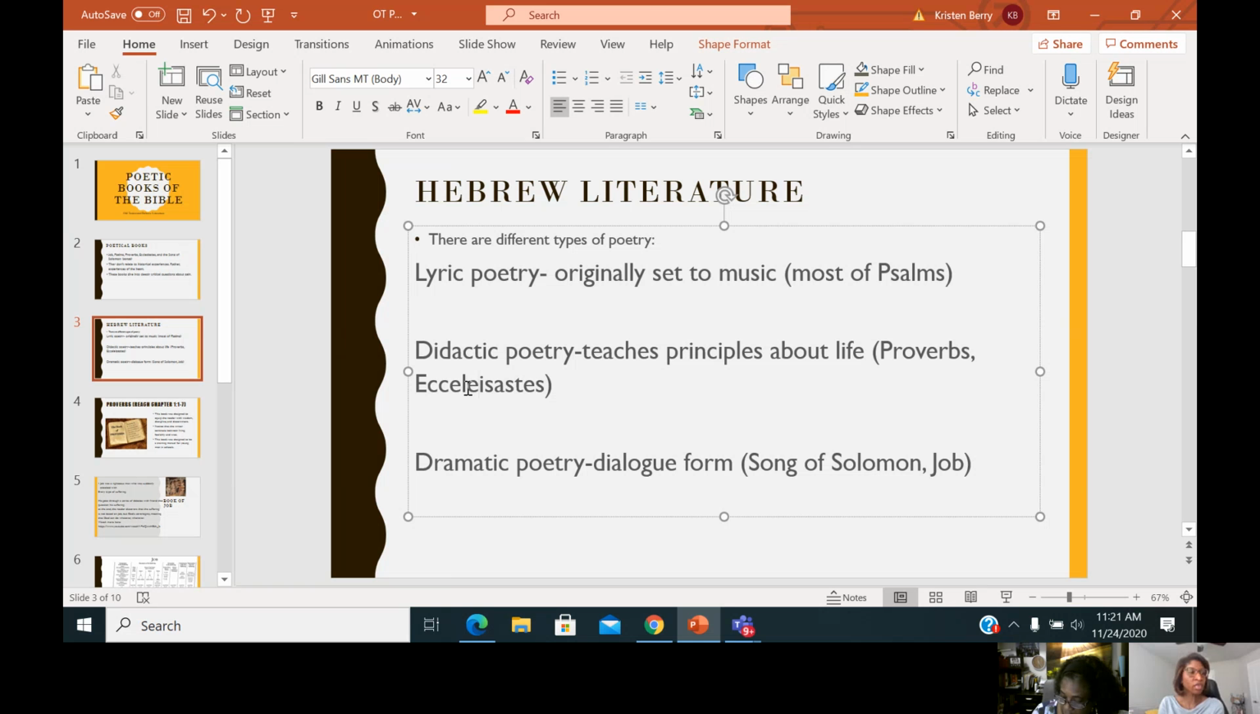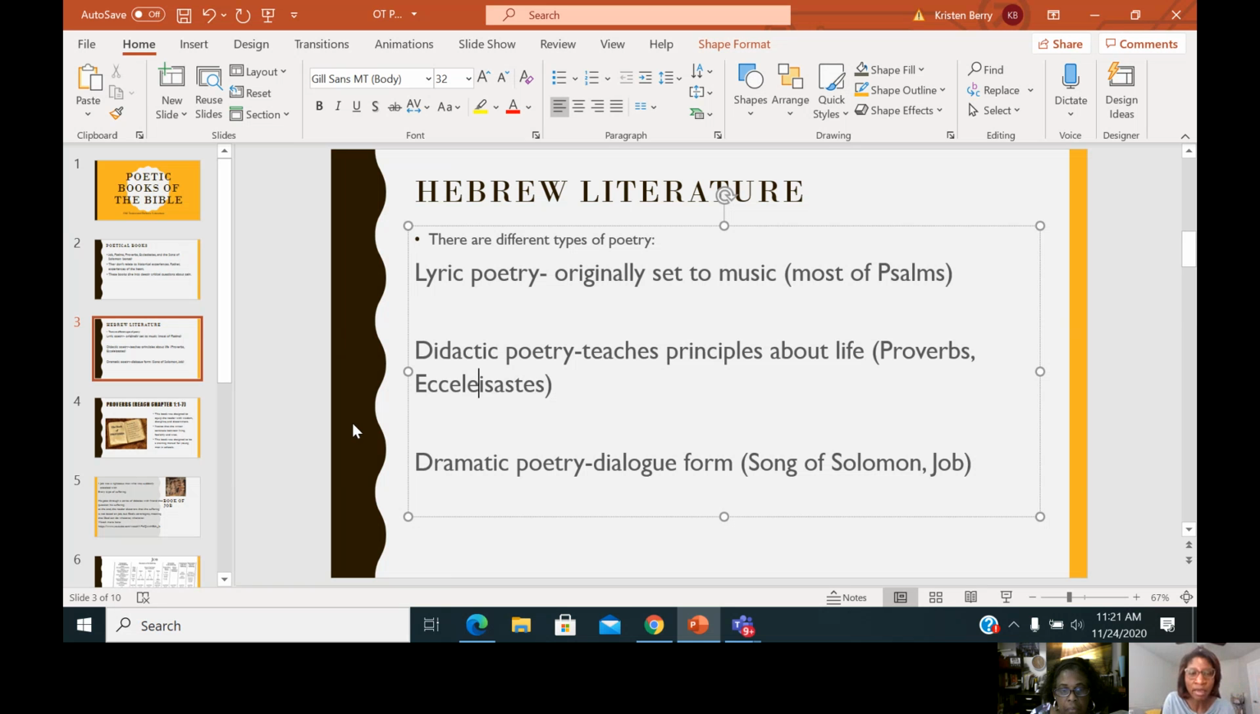And if you see right there on the screen, there are 3 types of poetry that you'll see in the Old Testament. There's lyric poetry, and lyric poetry was words that were set to music. And that is basically all of the book of Psalms. And we'll get there in just a second. So the book of Psalms was really meant to be songs. There's didactic poetry, and this type of poetry teaches life lessons. You'll find that in the book of Proverbs and the book of Ecclesiastes.